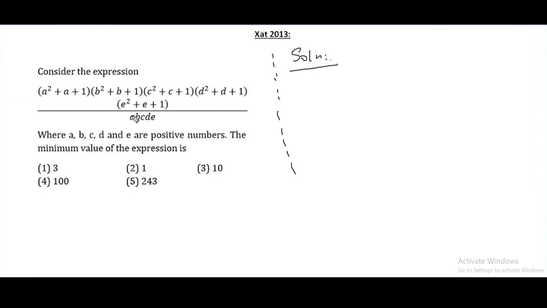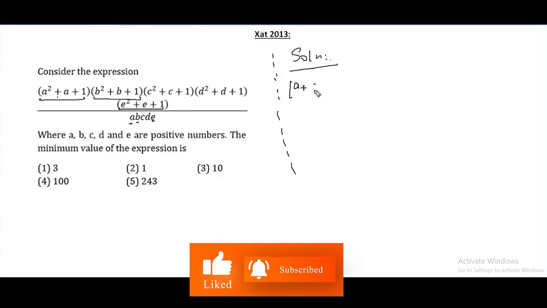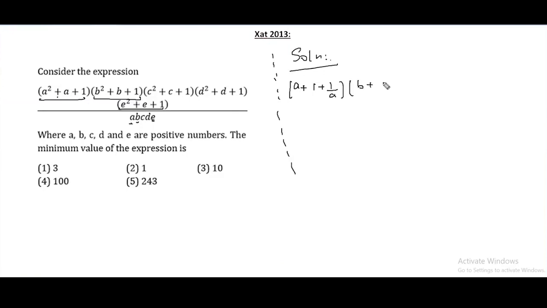What we can do in this question is divide this expression with a, divide this expression with b, and so on, divide this expression with e. So what do you get? If I divide this expression with a, what will I remain with? I'll remain with a plus 1 by a. Similarly, if I divide this expression with b, I'll remain with b plus 1 by b, and so on, c plus 1 by c, and at the end I'll remain with e plus 1 by e.